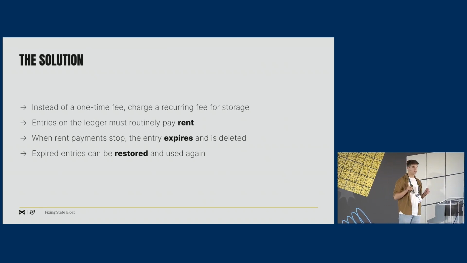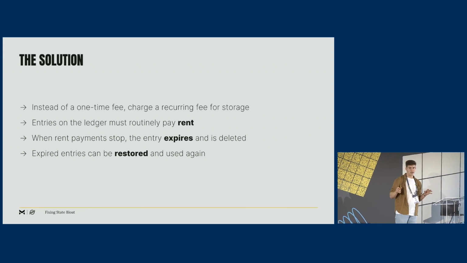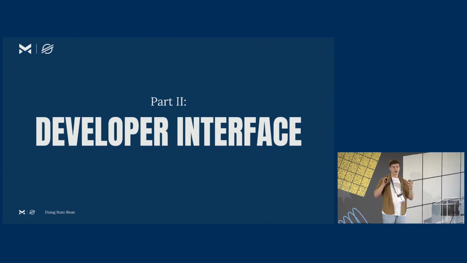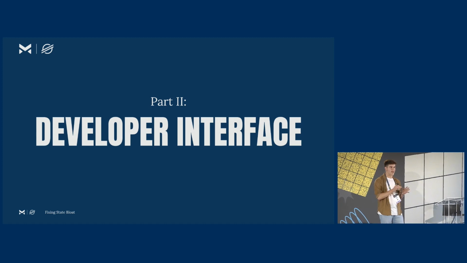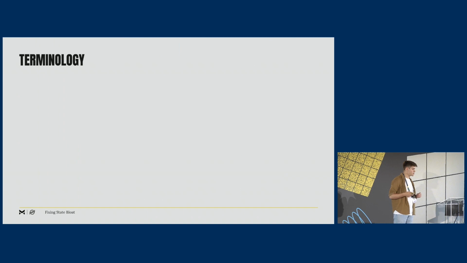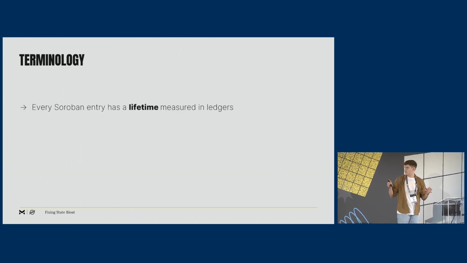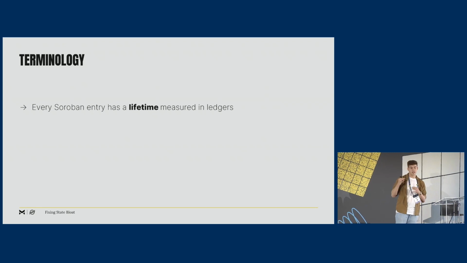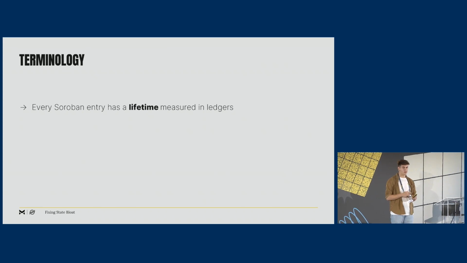So that's the high-level solution. And so let's talk about some of the details and the actual developer interface we've exposed and how you can take advantage of these features in your smart contracts. Let's begin with some terminology. So in Soroban, every entry has a lifetime measured in ledgers. On every ledger close, this lifetime is decremented by 1. When I say every Soroban entry, this includes contract data, but also contract code and the contract instances themselves.